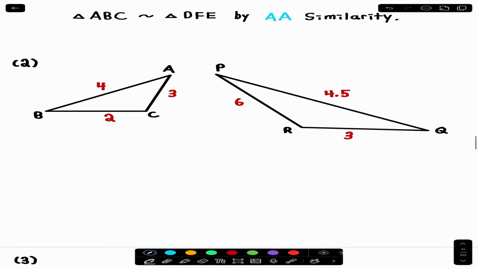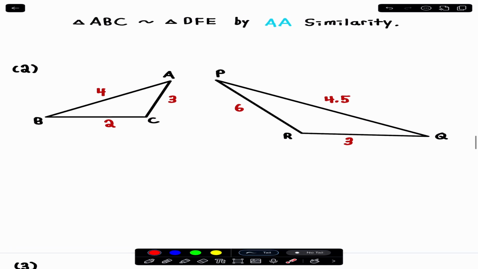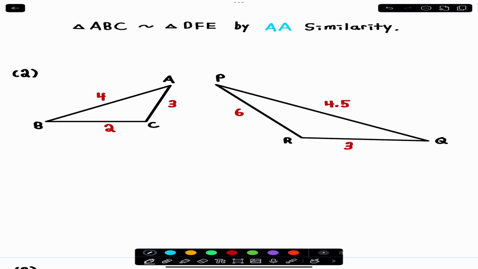Question 2. Now question 2 has only side lengths. So we're given 4, 2, and 3, and side lengths of 6, 3, and 4.5. So we know we have SSS similarity going on. Automatically get that out of the way. This is SSS similarity. Now, how are we going to decide the order in which we write this relationship? This one might be a little bit trickier because of this nasty 0.5.